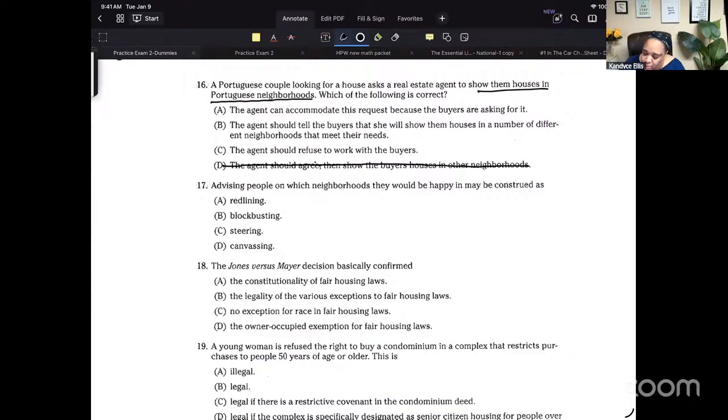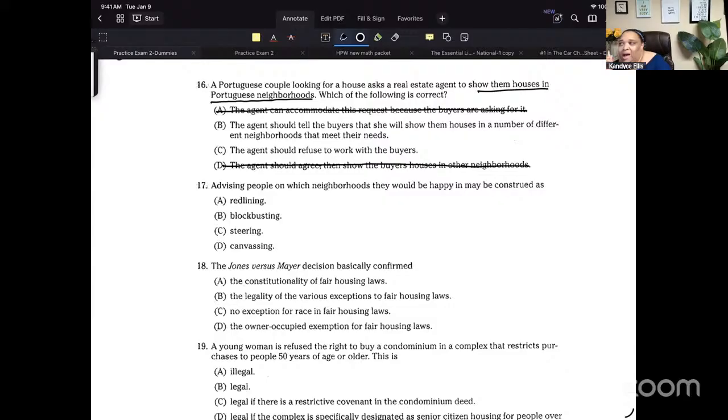The agent should refuse to work with buyers. Okay. You speak Portuguese? Oh, that's so cool. You got C, the agent should tell the buyer she will show them houses in a number of different neighborhoods that meet their needs. Okay, maybe. And then you got A, the agent can accommodate this request. Nope.